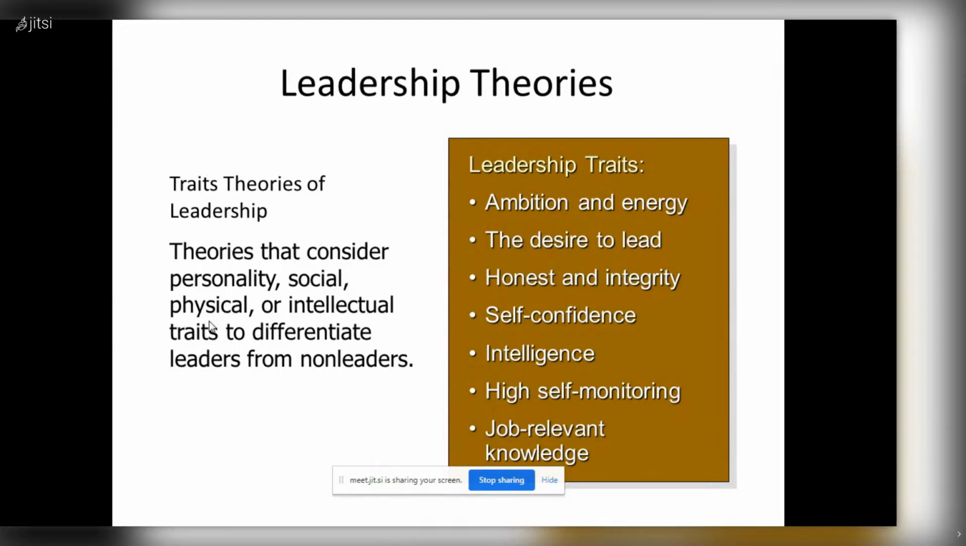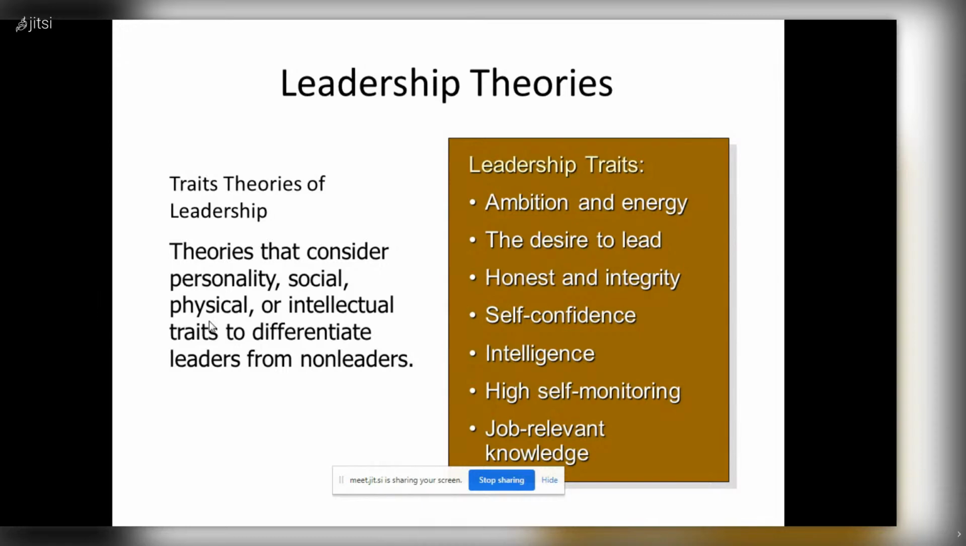Especially leadership research in the 1920s and 1930s focused on isolating leader traits. That means characteristics that would differentiate leaders from non-leaders. Some of the traits studied included physical stature, appearance, social class, emotional stability, fluency of speech, and sociability.